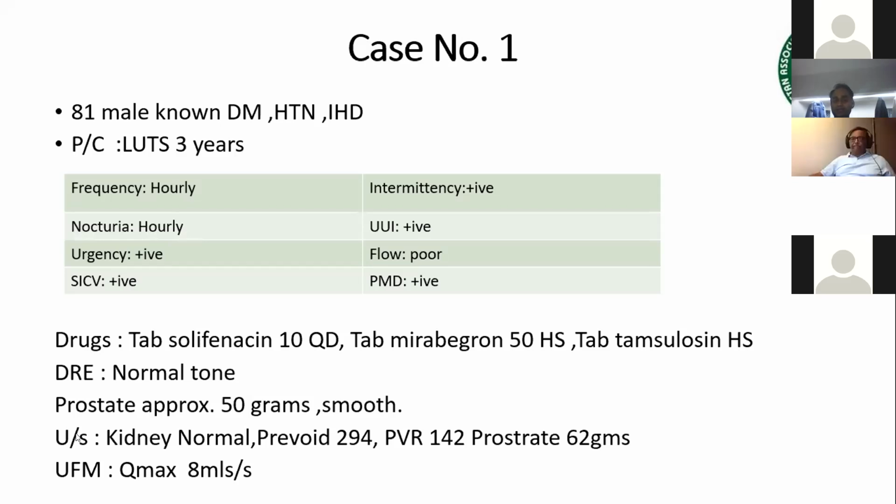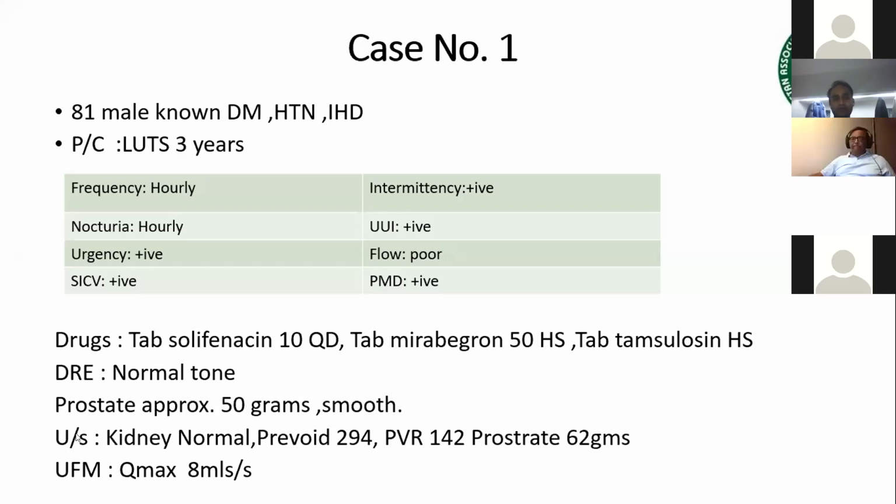His digital rectal exam showed that the anal tone was normal. His prostate was around 50 grams and smooth. Ultrasound showed a pre-void of 294 with a significant post-void of 142 cc and a poor Qmax of 8 ml per second. So the question we had in mind was about an 81-year-old gentleman, keeping in view the EAU guidelines, which say that any patient over 80 who has lower tract symptoms and is moving on to some surgical intervention needs a urodynamic test.